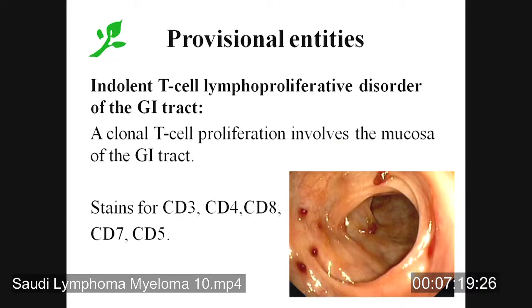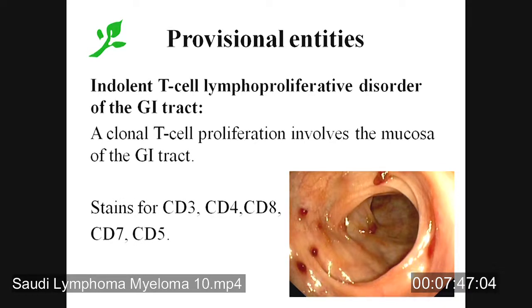Next are the provisional entities. The new entities added in 2016. We have the indolent T-cell lymphoproliferative disorder of the GI tract. Usually patients present with polyps in the GI tract, especially in the small intestine or colon. It waxes and wanes. Patients will have a chronic history. There is no systemic disease.